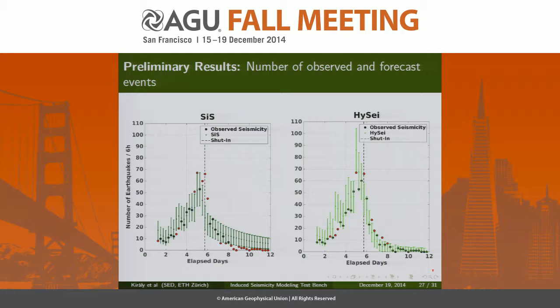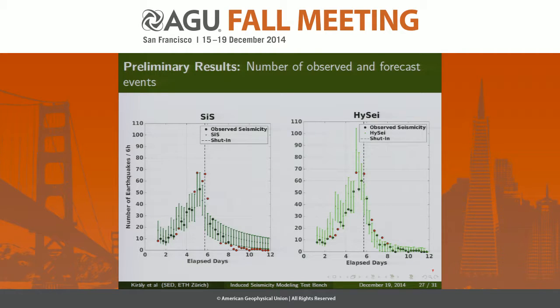Here you can see the CIS and the high psi model in terms of the number of earthquakes per 6 hours and the time evolution. At first glance, you can see that most of the time these models capture quite well the number of earthquakes for the next 6 hours. However, there are some points or periods which are crucial, and I highlighted them with red dots.